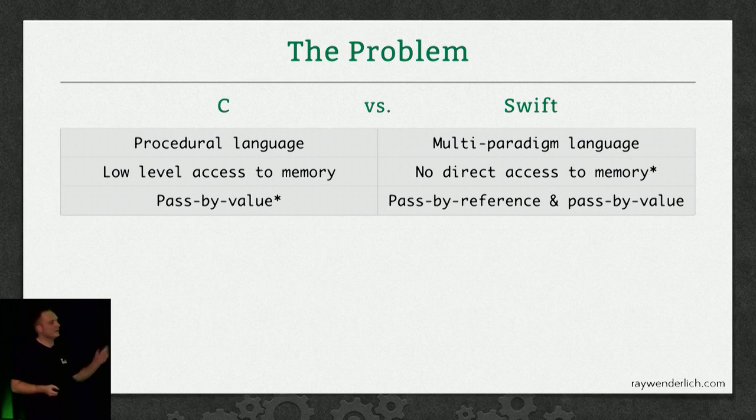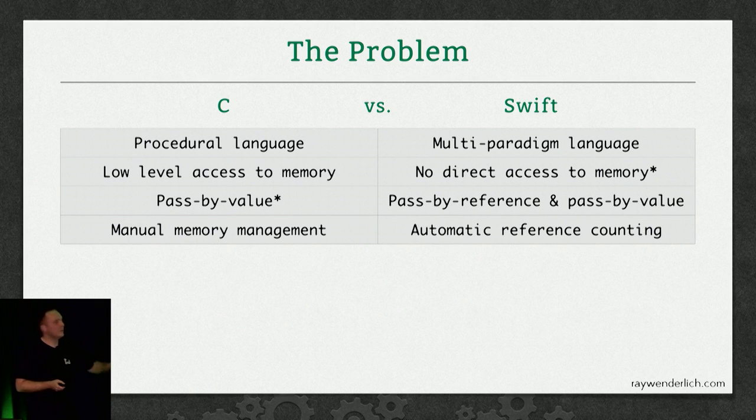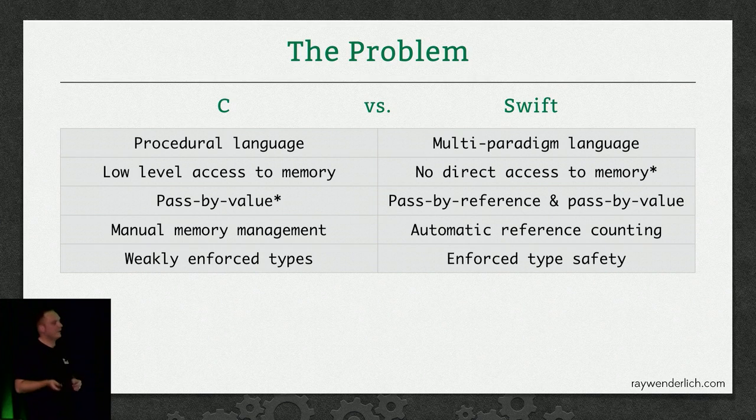C is pass by value, whereas Swift is pass by reference and pass by value, depending on whether you're using structs or classes. Again, I've put a star here because C has pointers, and pointers allow you to simulate pass by reference. Manual memory management, just touched on that. Anybody that's familiar with free will be familiar with malloc and free. But with Swift, we inherited automatic reference counting from Objective-C. C has weakly enforced types. Obviously, Swift is a very safe language, so they enforce type safety across the board.